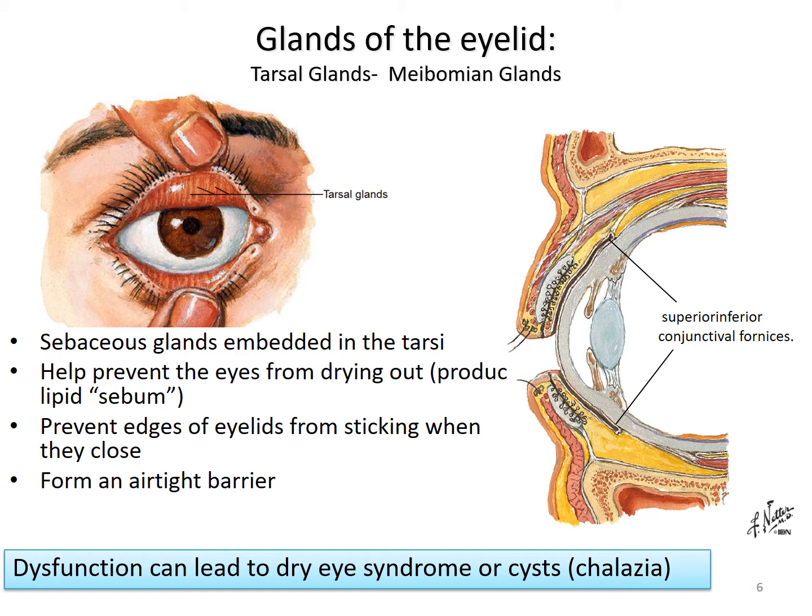Okay. And if you have dysfunction of your tarsal glands, it can lead to chalasia, which is also called dry eye syndrome. It can also cause cysts. Right there is the outline of your meibomian glands.